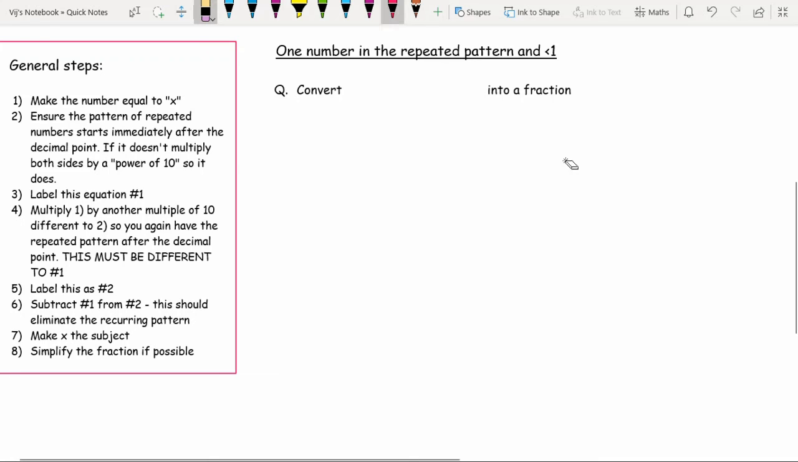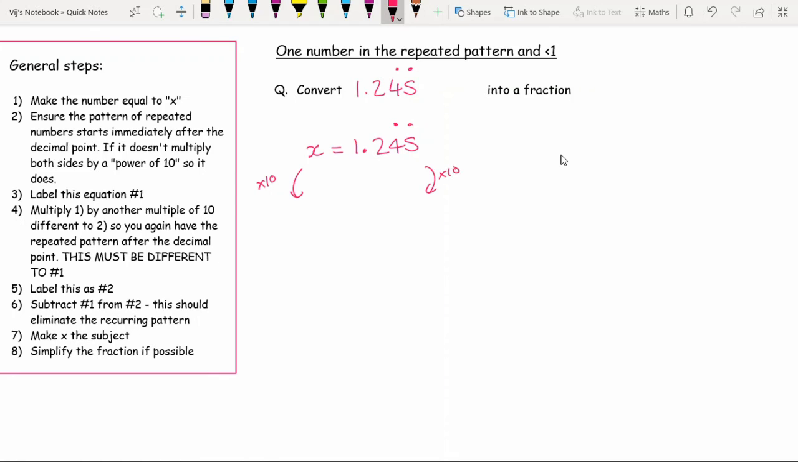So let's have a look at 1.245 with the 4, 5 being recurring. Here again, we start off by making it equal to x, so I've got 1.245 recurring. What I want to do is multiply both sides by powers of 10, so that the 4, 5 starts right after the decimal point. If I start by multiplying this by 10, I'm going to get 10x equals 12.45 recurring.